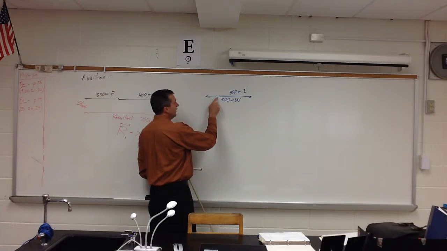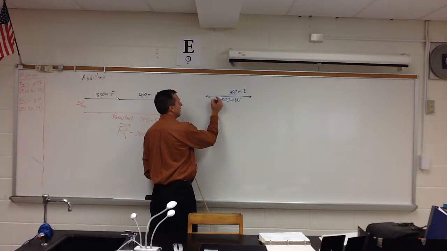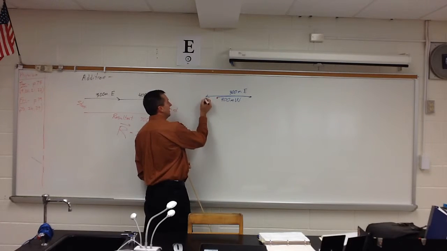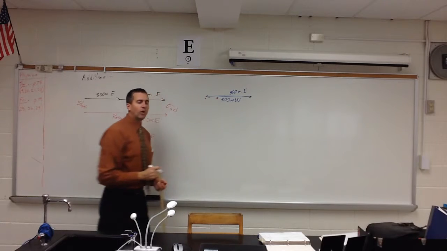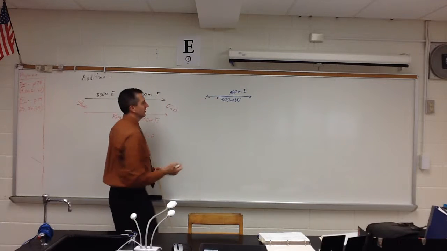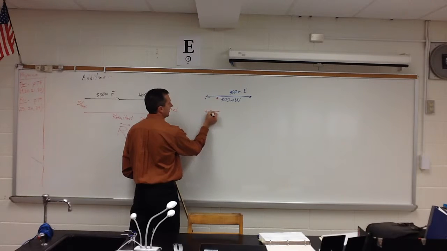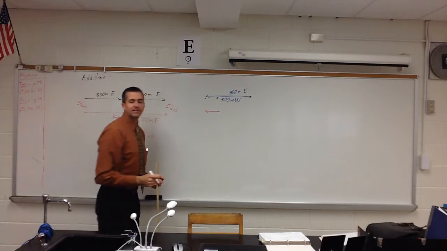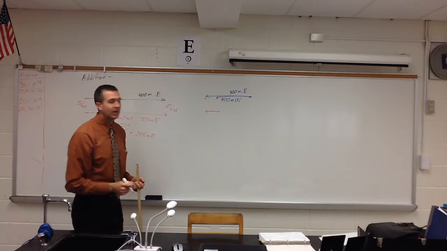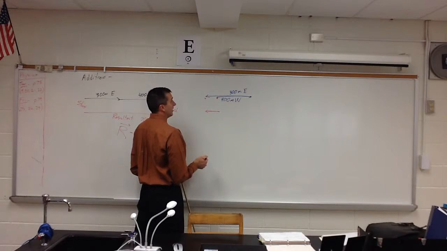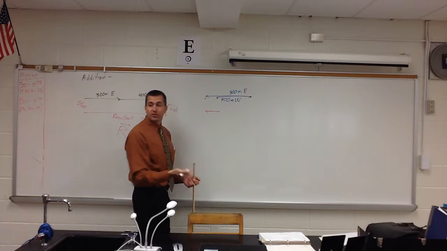So if I started here, this is my starting point, right there. Where did I end? Right there. Where is my resultant vector going to be, and how big is it going to be? It's actually going to be this big. And which way is it pointing? West, which makes sense, because the bigger arrow was the west arrow.